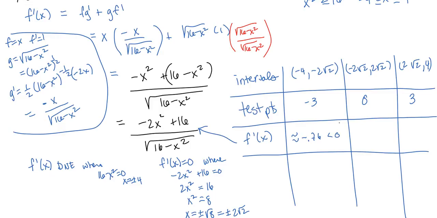When I plug a 0 in to that I would get 4, which is positive. And when I plug a 3 in, I get that negative 0.76 again. Again, one of the only times I'm going to tell you I don't care what the exact answer is, I just want to know if it's negative or positive. So my conclusion then is that we are decreasing on this interval, we are increasing on this interval, and we are decreasing on this interval.